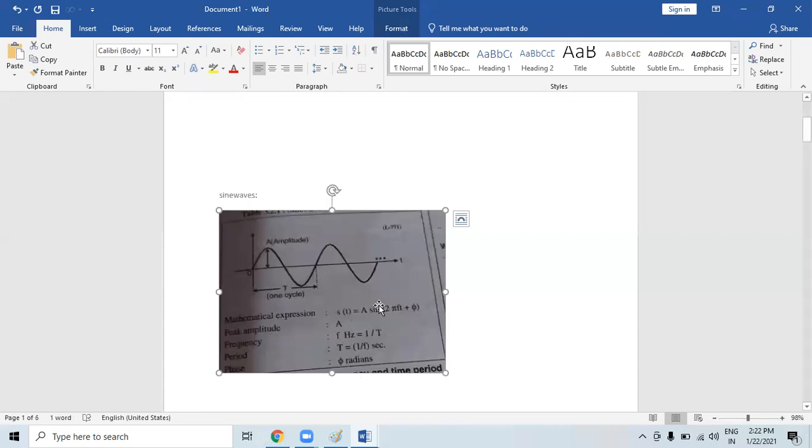So here you can see this graph represents an analog signal. Right, so you can see here the mathematical expression, that is S of t equal to A sine(2 pi f t plus theta), where A is the peak amplitude. Frequency is f hertz, equal to 1 upon t, time. Then period T is equal to 1 upon f, that is 1 upon frequency, in seconds. And phase is nothing but theta radians.